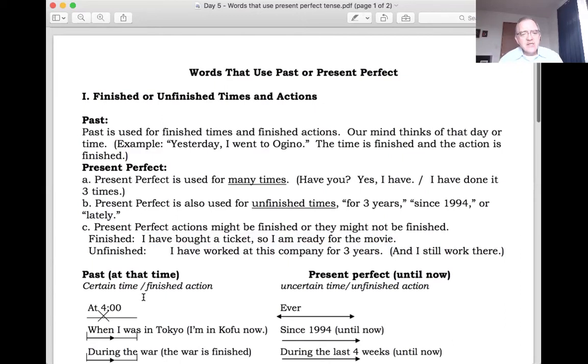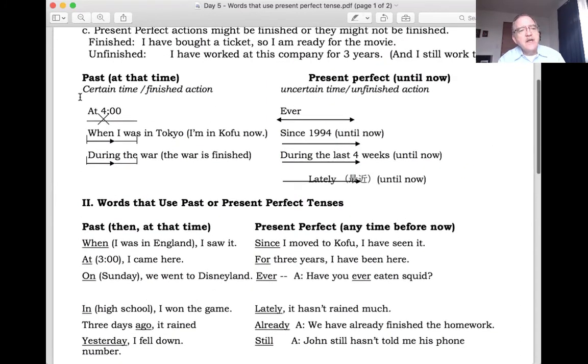Okay. Now let's look. Sometimes looking at these special time words can help us. Past. That means at that time. When I tell the past tense, my mind travels to that time. At 4 o'clock, I took a bath. When I was in Tokyo, I saw Tokyo Tower. During the war, I was hurt. Okay, at 4, when I was in Tokyo and during the war are finished times in the past. And so I'm going to use the past tense.